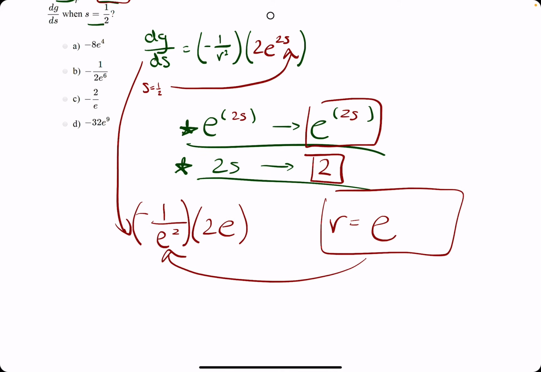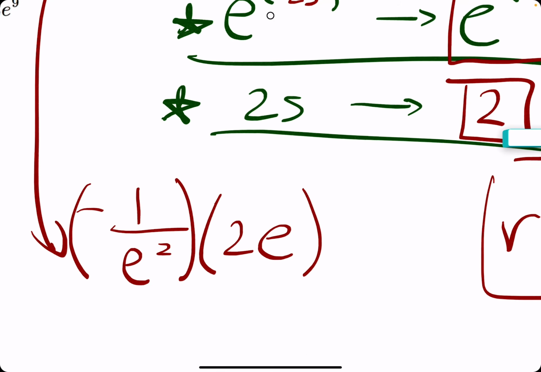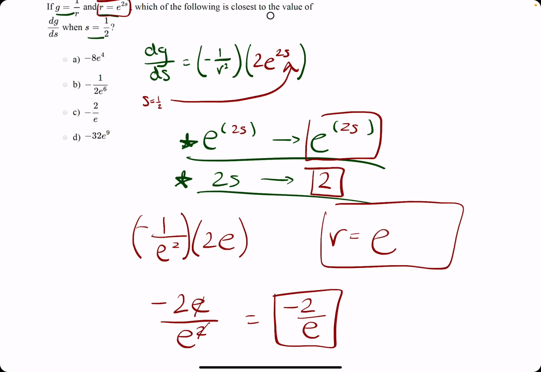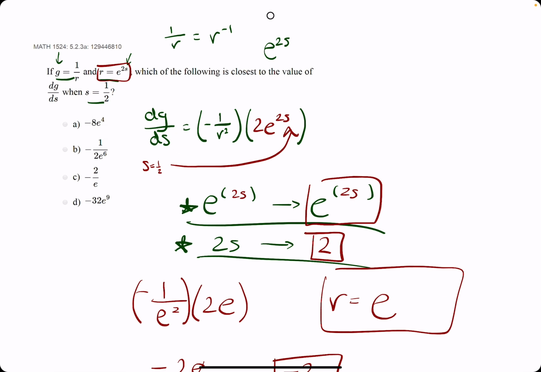So we have negative 1 over e squared times 2e. If we multiply the 2e up to the numerator, we leave it as negative 2e over e squared, which we can cancel an e out from the top and bottom, leaving us with negative 2 over e. We break out the eraser, and c is our answer.